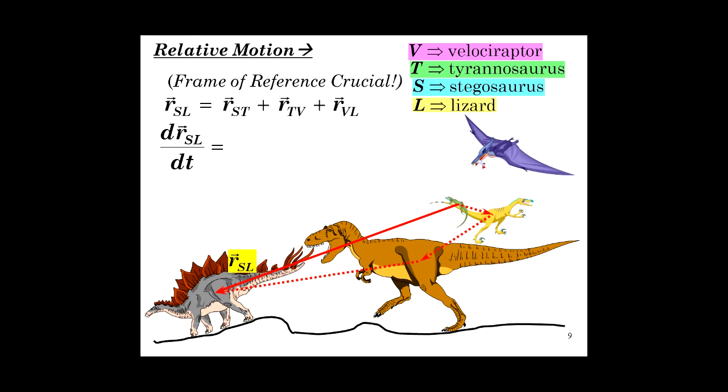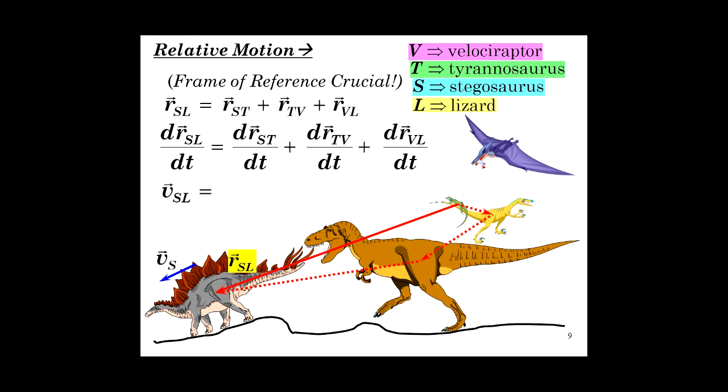So adding those vectors, we get this resulting vector, which is the position of the stegosaurus with respect to the lizard. Now, we can take the rate at which those positions change. There's a direct correspondence with all these. The rate at which the position of the stegosaurus changes with respect to the lizard is the rate at which RST changes, plus the same thing for TV, same thing for VL. So, these are velocities. The velocity of the stegosaurus with respect to the lizard. I'll add the velocities here.